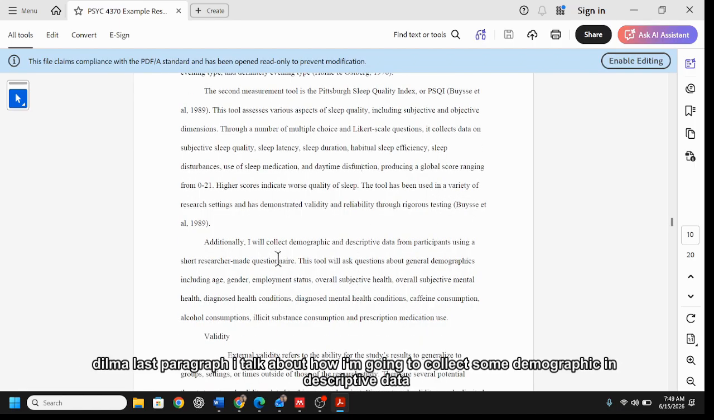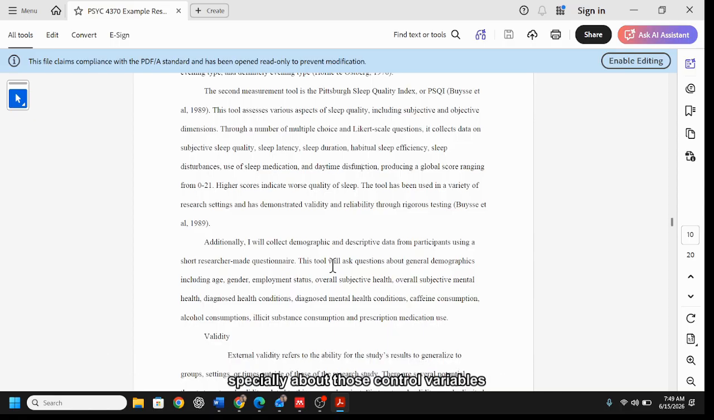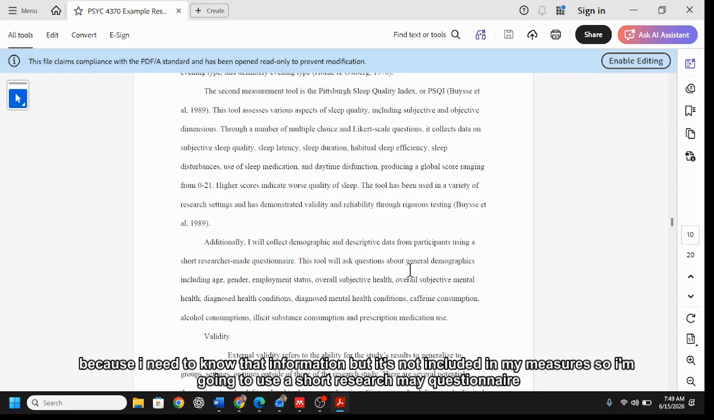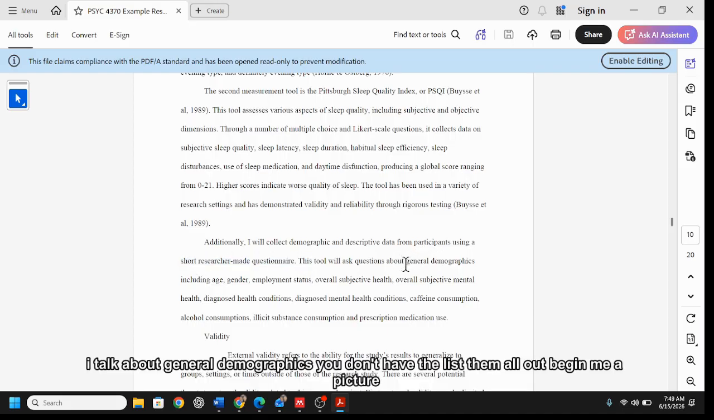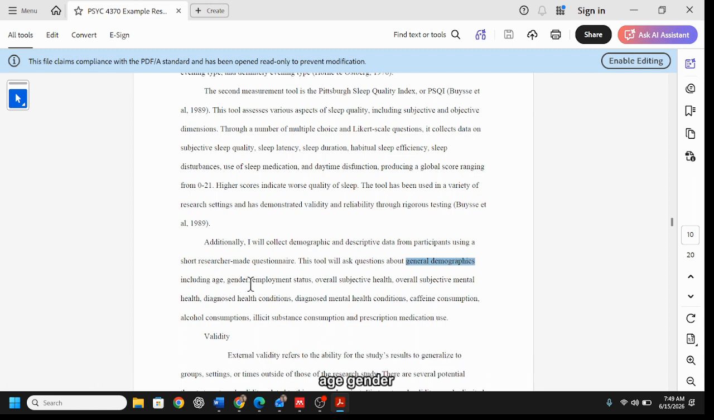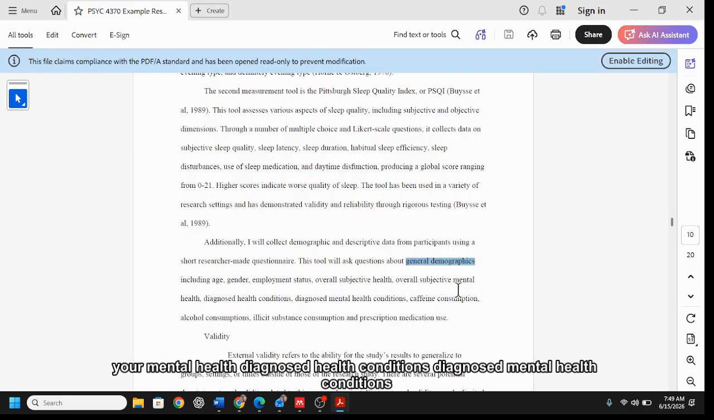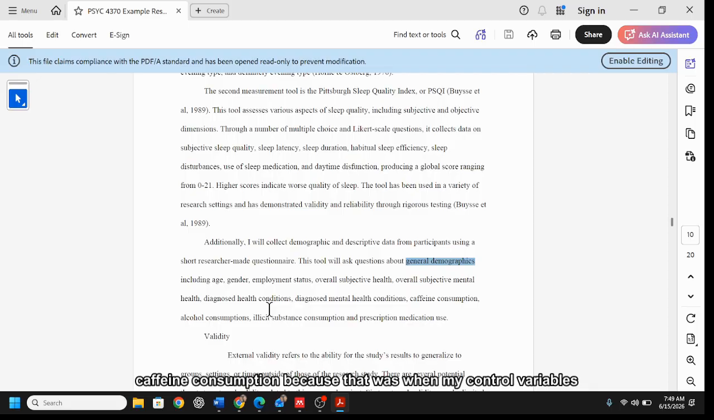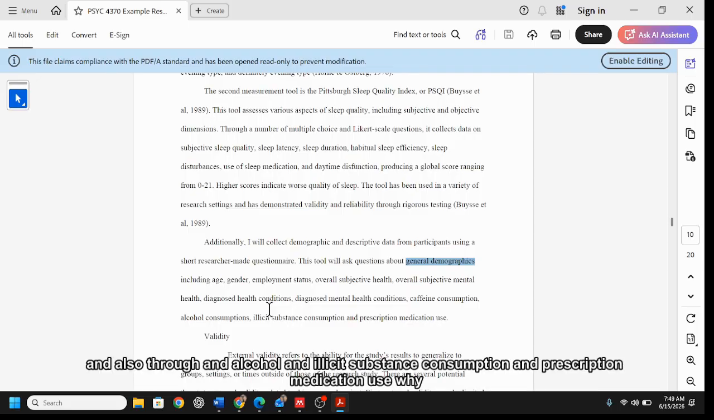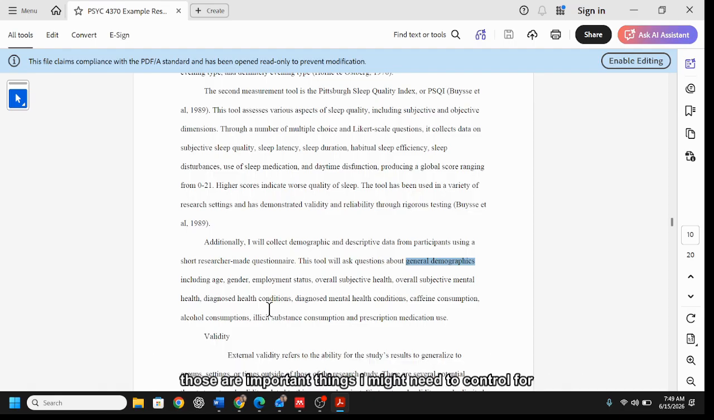Then in my last paragraph, I talk about how I'm going to collect some demographic and descriptive data, especially about those control variables, because I need to know that information, but it's not included in my measures, so I'm going to use a short research-made questionnaire. I talk about general demographics. You don't have to list them all out, but give me a picture. Age, gender, employment status, your subjective health. Are you a healthy person? Your mental health, diagnosed health conditions, diagnosed mental health conditions, caffeine consumption, because that was one of my control variables. And I also threw in alcohol and illicit substance consumption and prescription medication use. Why? Those are important things I might need to control for.